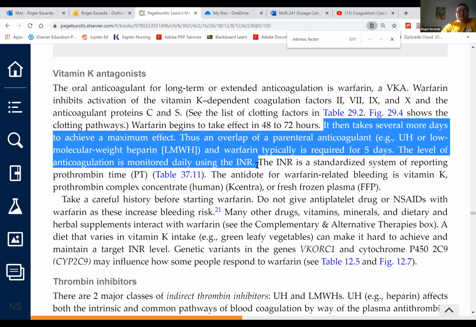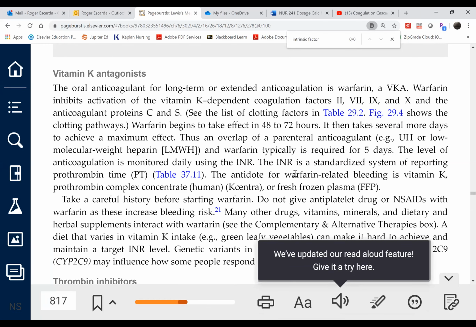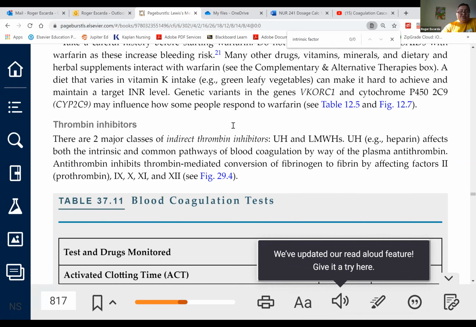It then takes several more days to achieve maximum effect. Thus, an overlap of a parenteral anticoagulant and warfarin typically is required for 5 days. The level of anticoagulation is monitored by using the INR. Very good. So heparin, we monitor PTT. Warfarin, we monitor INR.